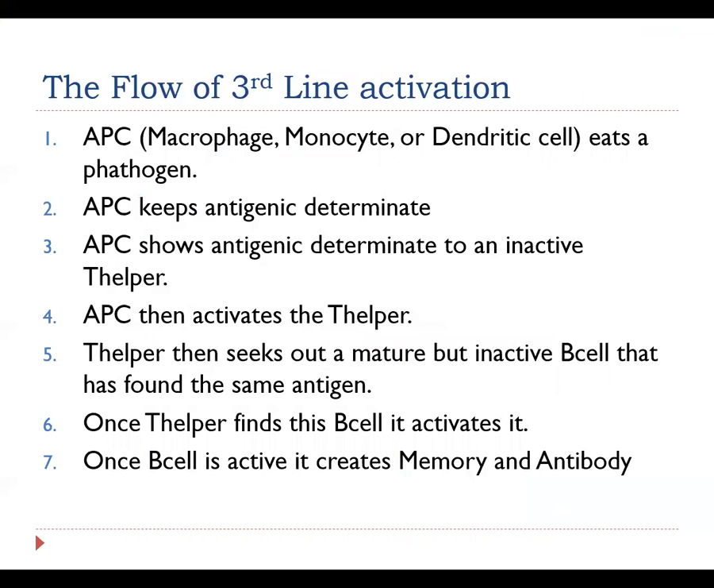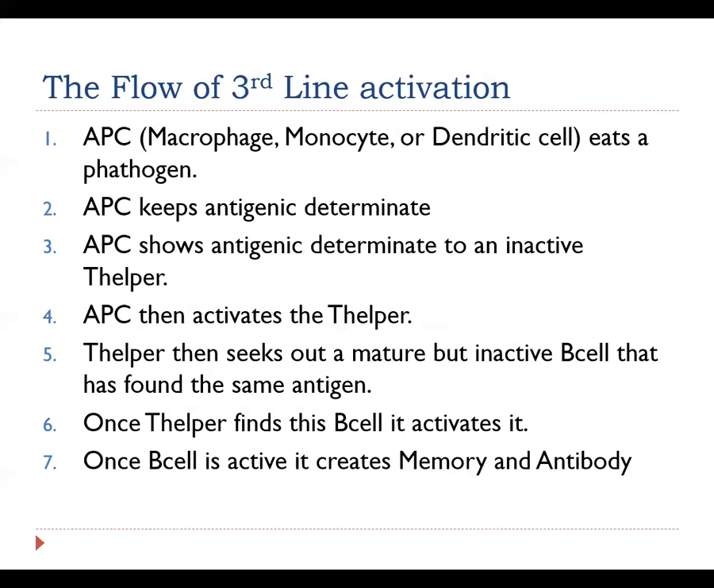A recap of the flow of the third line of activation. In order to get specific antibody production, you must first start off with an antigen-presenting cell eating a pathogen, keeping that antigenic determinant, otherwise known as epitope. It will then have to display the antigenic determinant on the MHC2, showing it to a T helper cell. The APC can then activate the T helper after the secretion of interleukin-1.